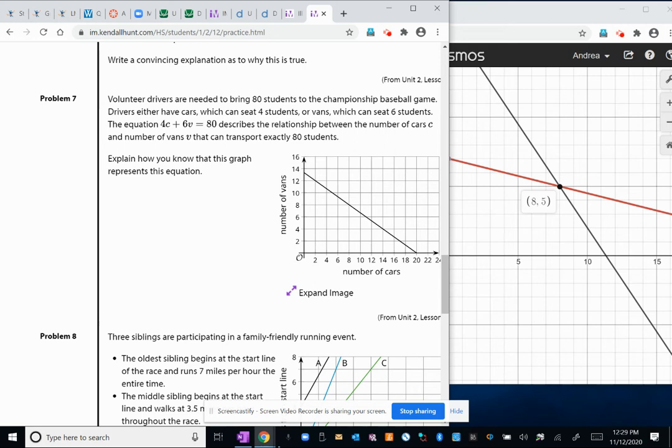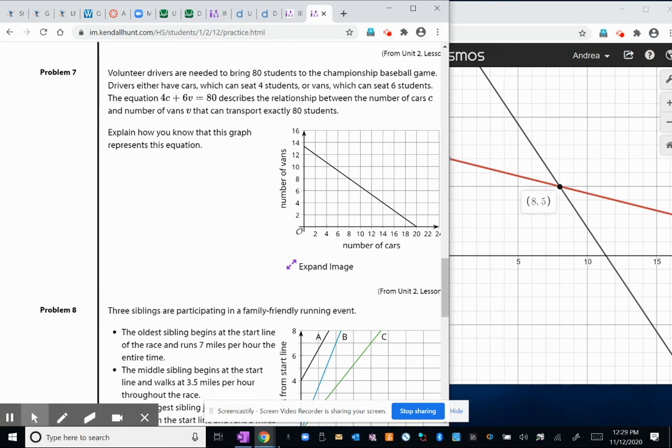Explain how you know that this graph represents the situation. Okay, so here's our equation. And the equation makes sense since it says there's 80 students going, and cars can seat 4 students, and vans can seat 6 students. So I can see those clearly represented in the equation. And then remember, we did this with a similar problem having to do with carnival rides and games.